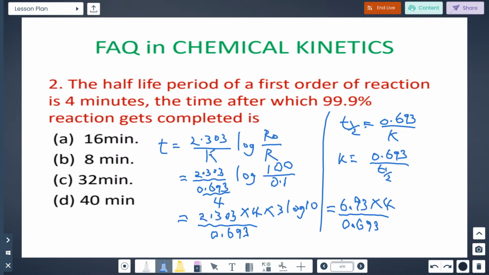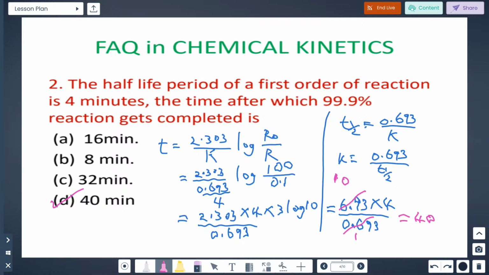Now we simply cancel. This is 1 time, this is 10 times. Now 10 into 4, you know that is 40. The answer is 40 minutes. Are you following? So among the 4 options, D is the correct one. Understood? Simple one. So this is the rate constant for a first order reaction after a period. We have two formulas, so we have to combine the two formulas and you can solve these sums.